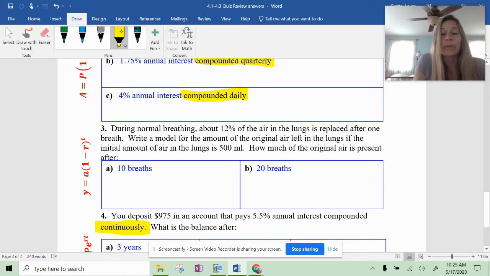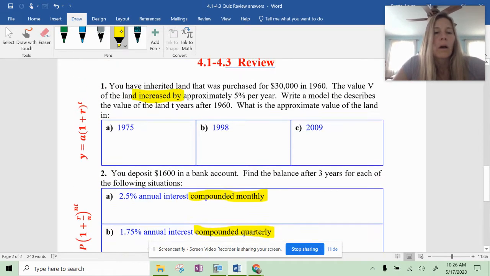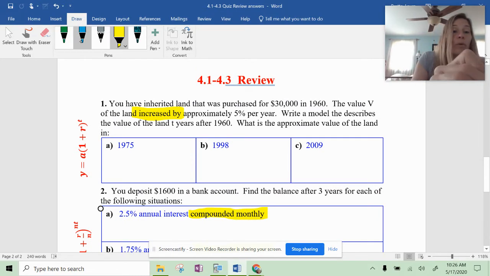12% of the air is replaced. So write the model for the amount of original air left. So obviously we know it's decreasing. But this problem is a little vague. Usually on the quiz you'll probably have one that will actually say the word decreasing, so you'll know. Anyway, okay, so back to number 1.